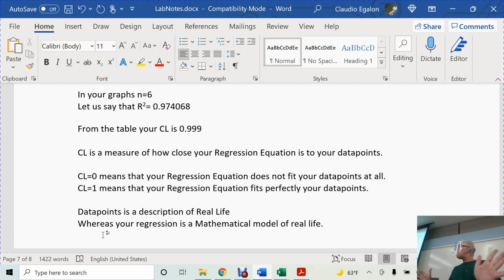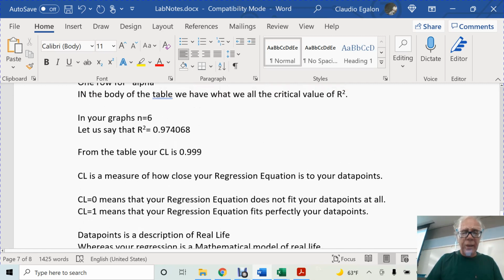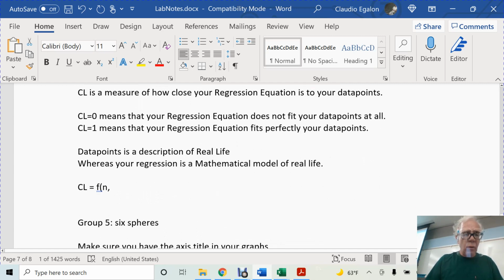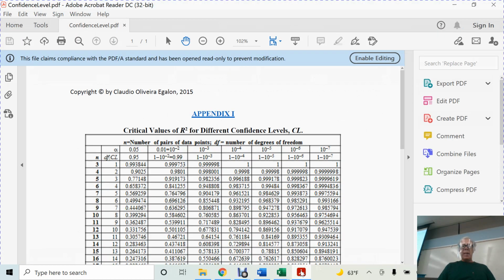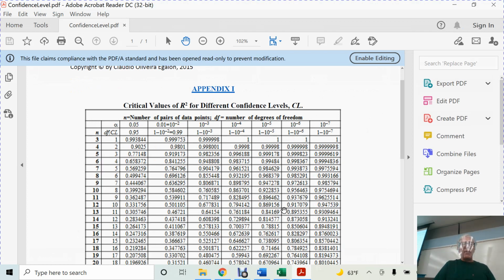Make sense? So the CL, furthermore, CL, by the way, is a function of the number of data points and r squared. That's why you need those two values to find the CL. Okay? It's a complicated function. It's not an easy function. That's why I give you this table for you to get an interpretation. Okay? So now let's do one more exercise.